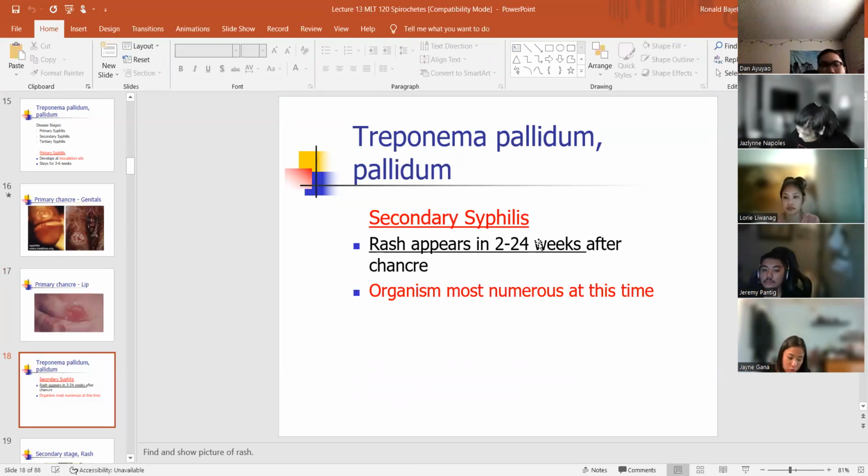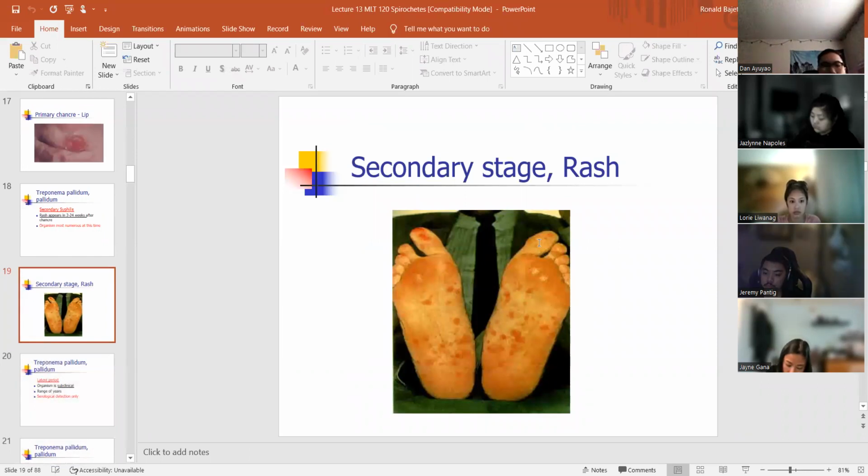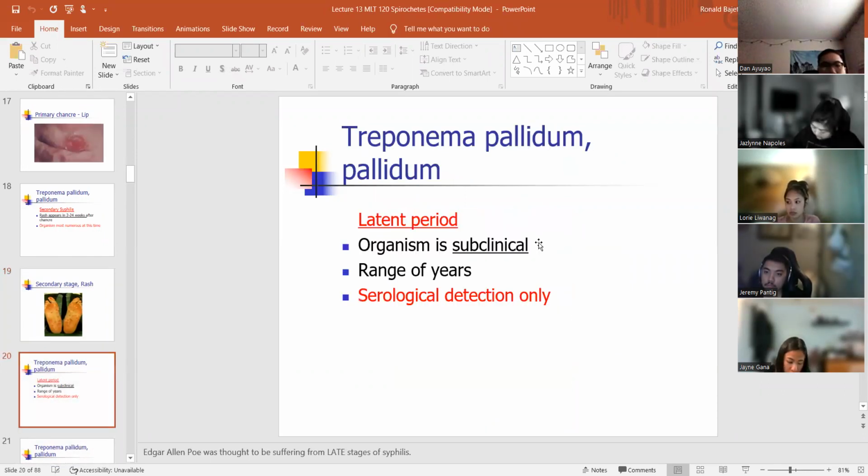the chancre sore. During the secondary syphilis stage, that's where the organism is the most numerous. So the organism multiplied, and during this stage it is the most numerous, okay. And it's a rash after the chancre sore. And there's a picture of a rash.